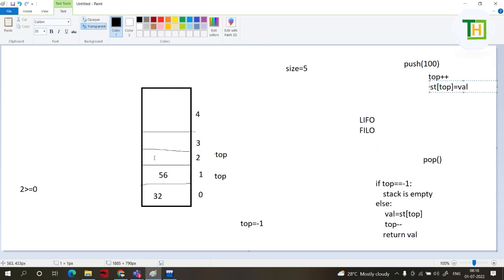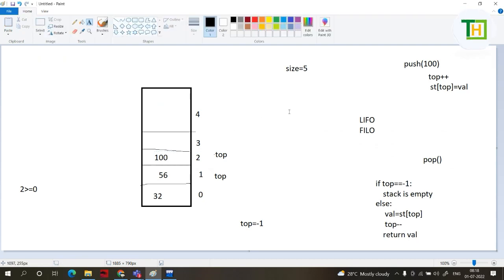Then I'm going to insert 100 at this position. That's it. Nothing else. Top we have to increment, and at that position I have to insert that top value.